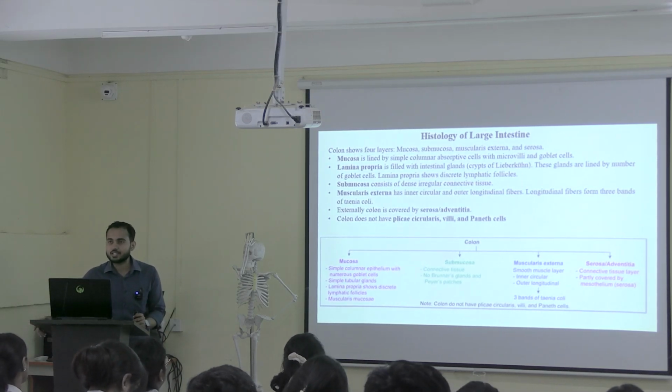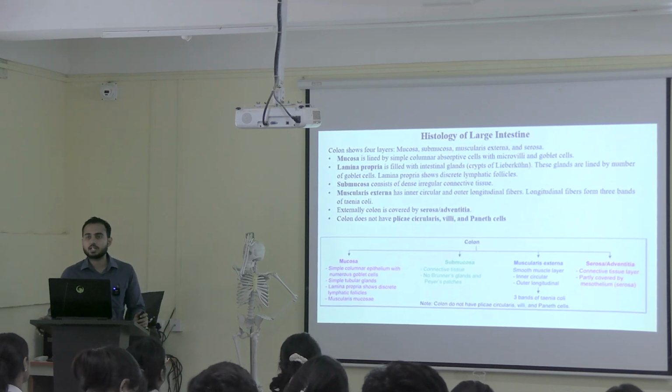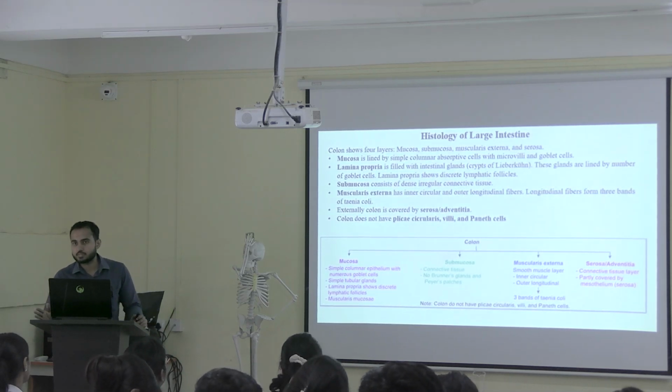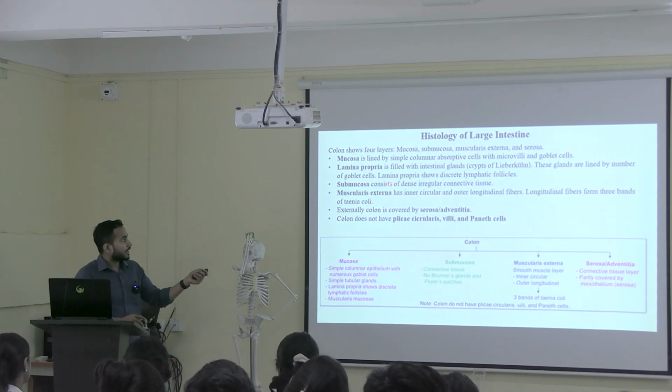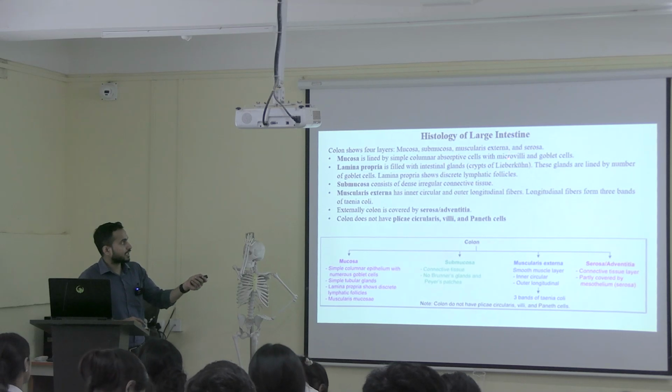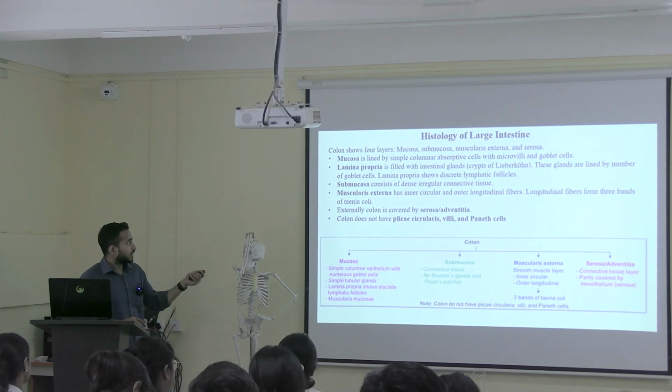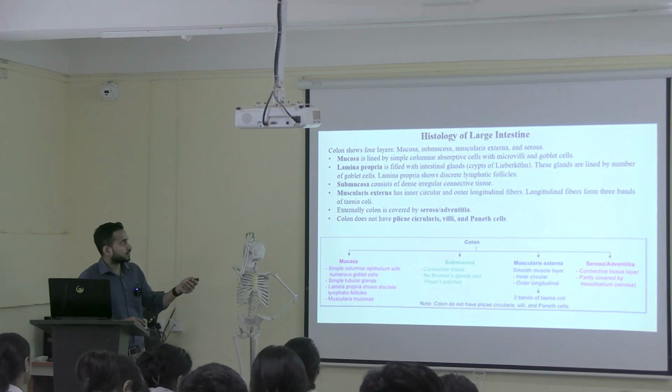Now if you study the colon, all those basic four parts will be there. Mucosa, lining epithelium will be same, simple columnar epithelium having microvilli, that also striated border, and along with that goblet cells are also present. Okay, as you can see, simple columnar epithelium, that also absorptive function, along with that microvilli and goblet cells are present. Next, lamina propria filled with intestinal glands, also called as crypts of Lieberkühn. Okay, they are lined by goblet cell.